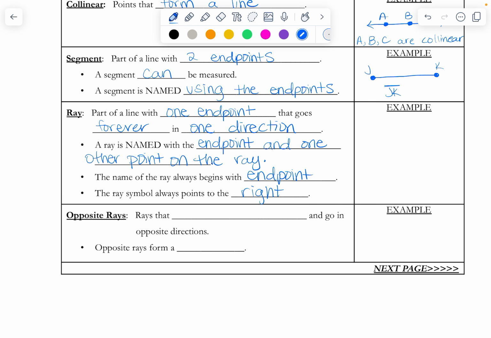Okay, so an example of this, let's draw a ray here. We do put an arrow on one side because it does say that it goes forever in one direction.